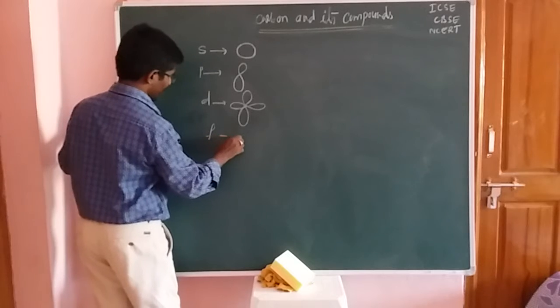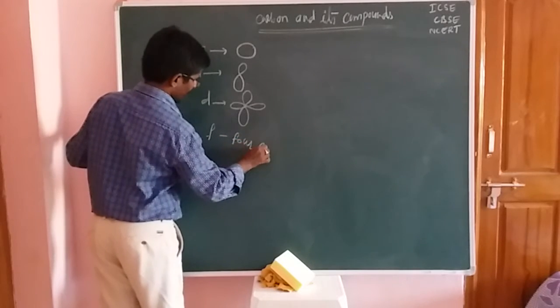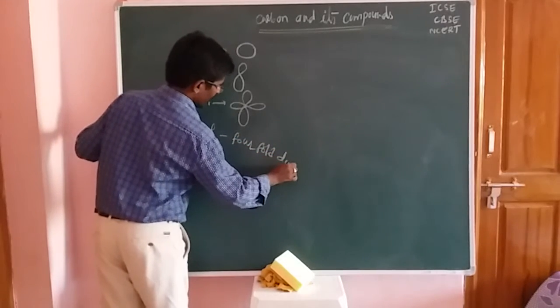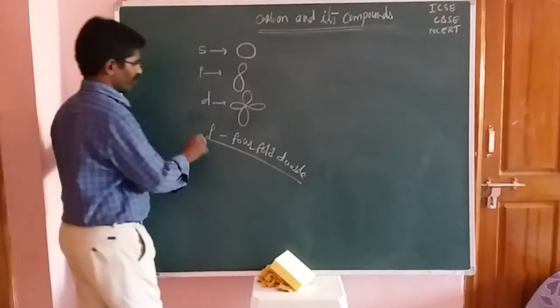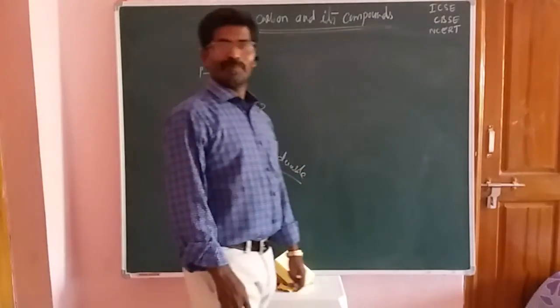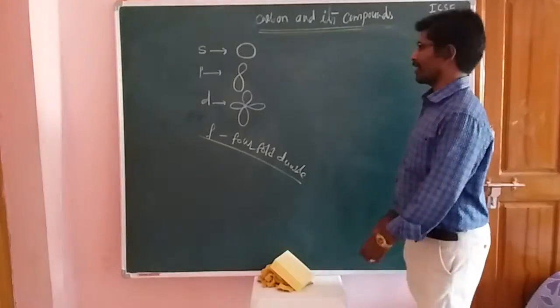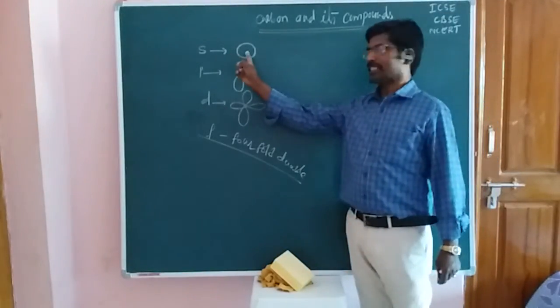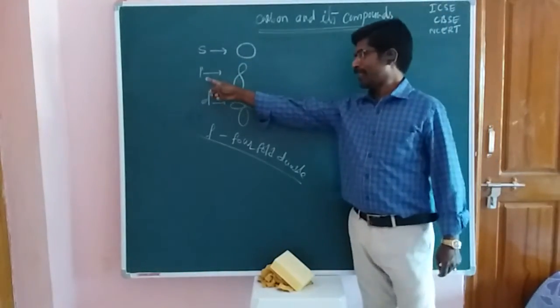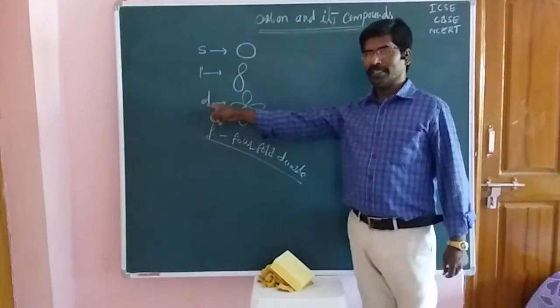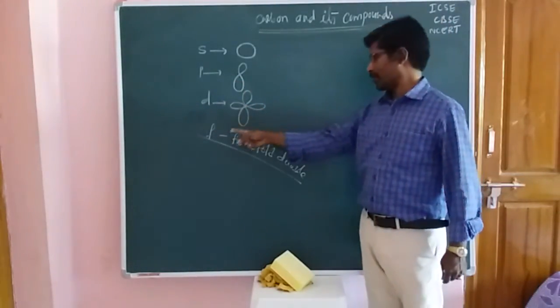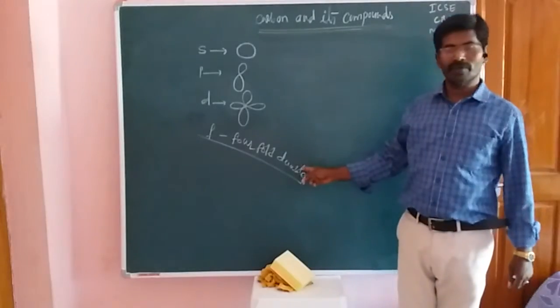Okay, students. And the f orbital, that one is four-fold dumbbell. What are the shapes of those orbitals? S orbital is spherical in shape, and the p orbital is dumbbell in shape. D orbital is double dumbbell in shape. F orbital is four-fold dumbbell shape.